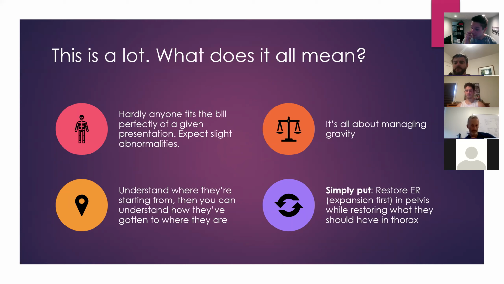So simply put, we want to restore expansion first within the pelvis. We want to restore external rotation in pretty much all cases, unless they're a narrow with primary compensations. And then we want to restore what they should have in the thorax. That's pretty much a giant summary of next week. So if they're wide, I want to give them internal rotation in the thorax back. If they're narrow, I want to give them external rotation in the thorax back. And then they start to look like their old selves again.